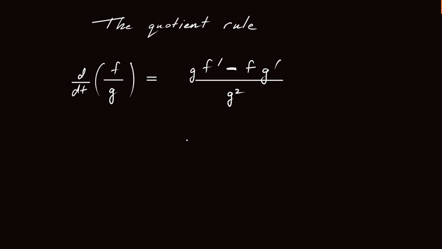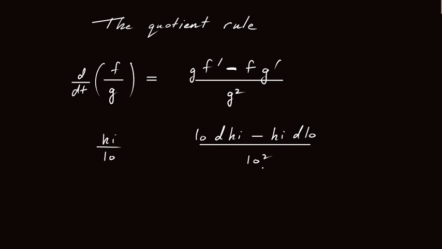One way people memorize this is using the following sing-song. Instead of writing f over g, they write high over low. And then the bottom function is the low function, that's g. So this formula can be thought of as low, and then I take d, derivative of the high function, that's f prime, minus high, that's f, times the derivative of the low function, so that's d low, and then divided by low squared. So the sing-song goes low d high minus high d low divided by low squared.